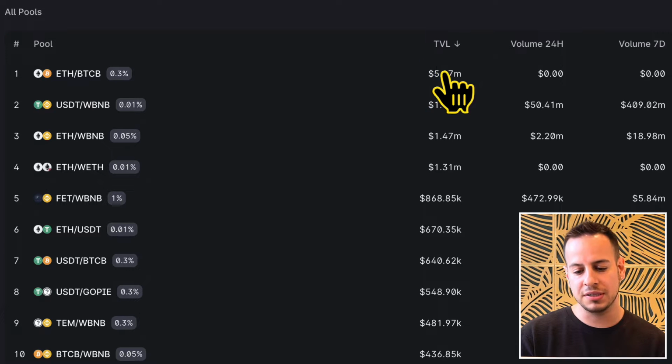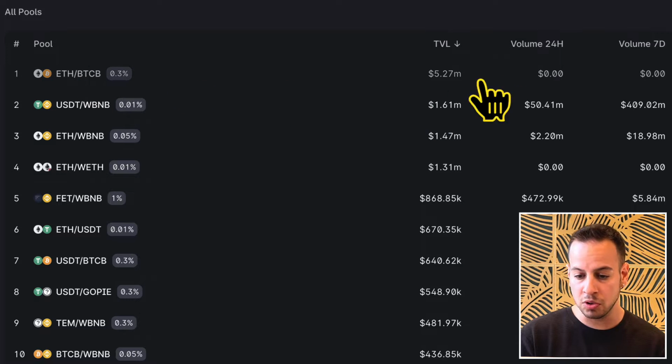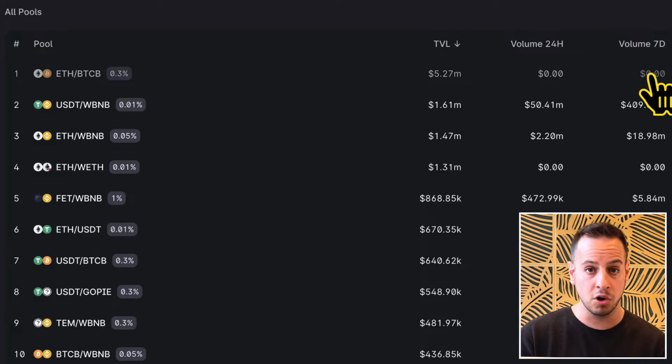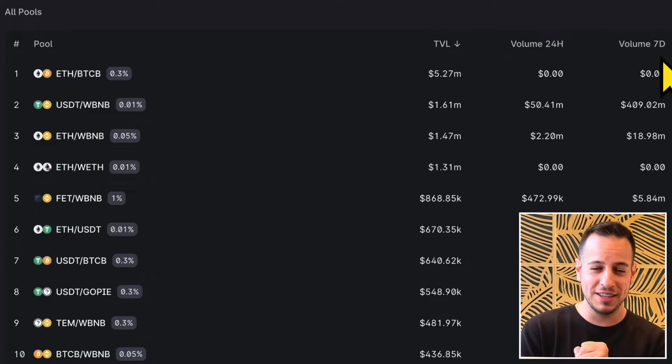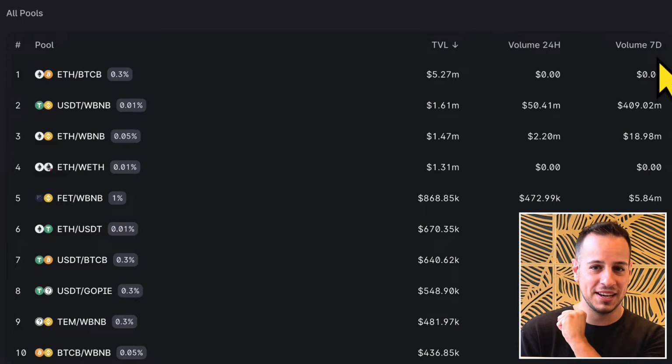Here, the TVL basically shows you how much money is added to this liquidity pool. This is the volume in the 24 hours. As you can see, it stands on 0 because it's not updated, as well as the volume for the last 7 days. And this is where the opportunities are, because these are pretty new pools that don't have data and the opportunity is there. You will see in a second how.